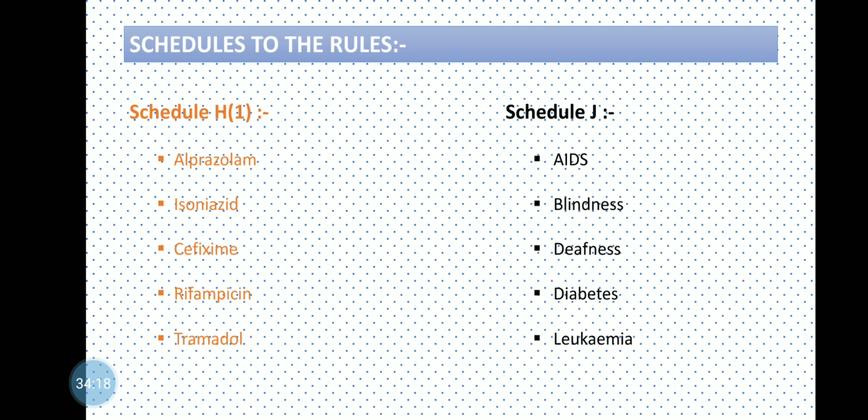Therefore, no manufacturer, importer, or any person can claim that if you take such and such medicines, they will prevent or cure diseases like AIDS, blindness, deafness, diabetes, leukemia, etc. Such a list of diseases has been specified in Schedule J.